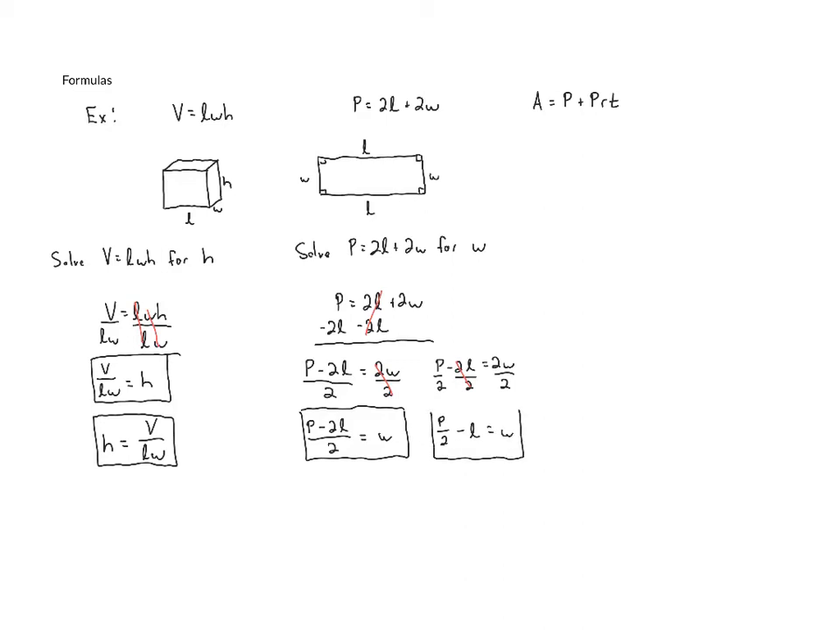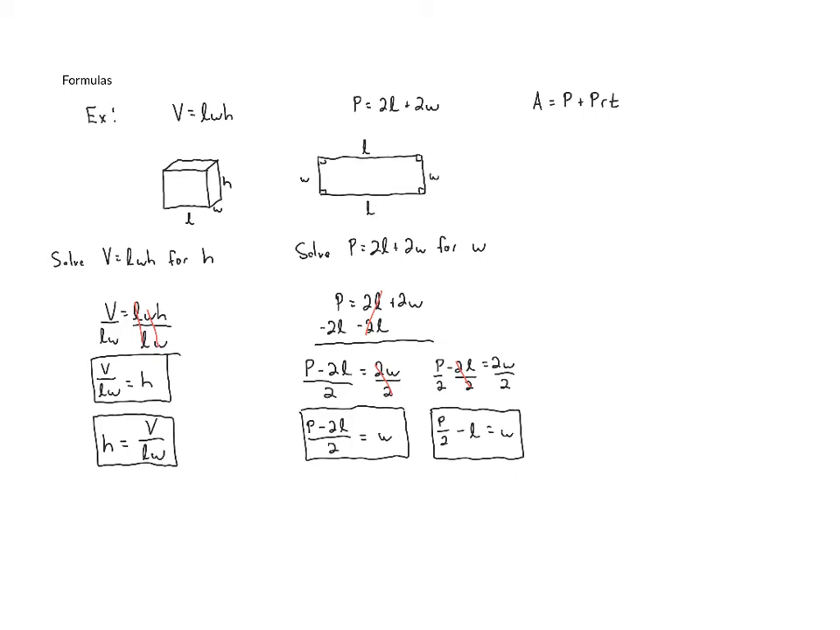This is also an acceptable answer. These look different, they're written differently, but both of them express the same relationship. To figure out the width, you can take the perimeter minus twice the length and divide that result by 2, or you could take the perimeter and divide it by 2 and then subtract the length. Either way, you'll get the same answer.